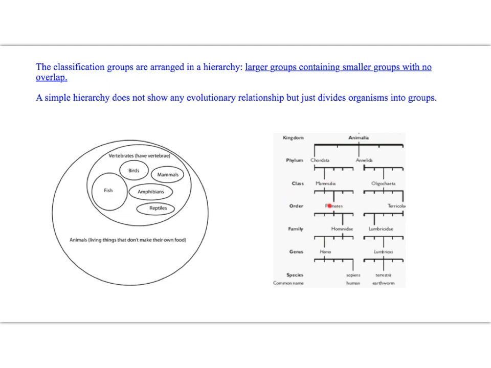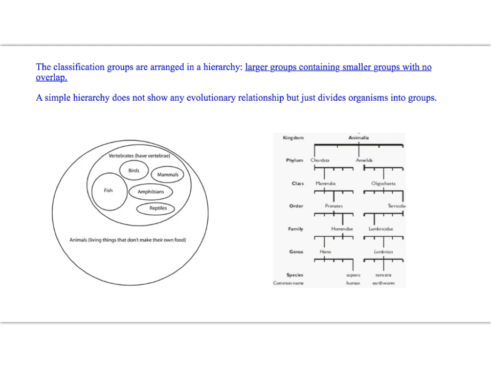Order, one smaller group within mammals is primates. Family, one smaller group within primates is Hominidae, so hominids. And then one genus within that would be Homo, and then there's one species within that, which would be sapiens. There did used to be other species within the Homo genus, so for example Homo erectus or Homo neanderthalensis for Neanderthals, etc. There's just one species of Homo alive on the planet now.